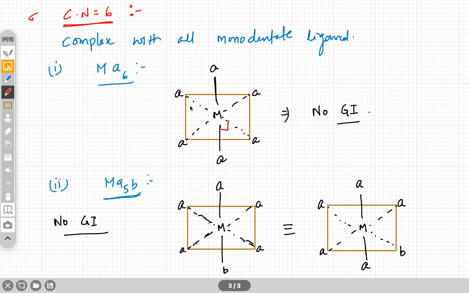You see, the square is in the plane. Imagine the screen of the computer or laptop, whatever. The screen is the square. So this A is coming towards you. This A, one of the A, and the other one is going behind the screen away from you. Like that, you can imagine tetrahedral, octahedral geometry. Are you able to imagine this?